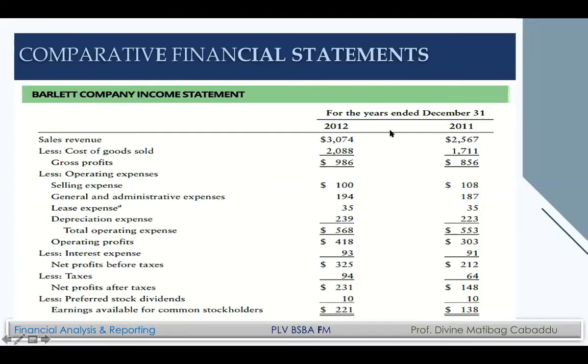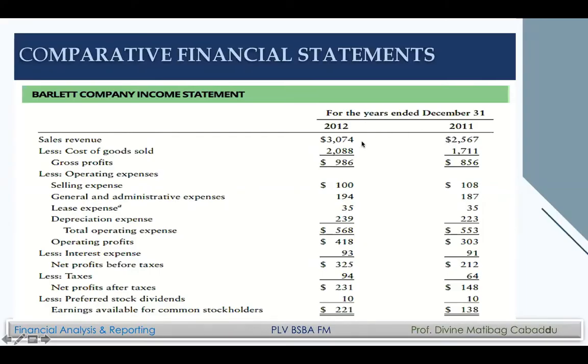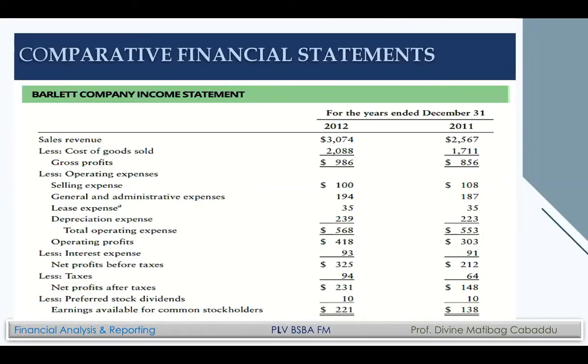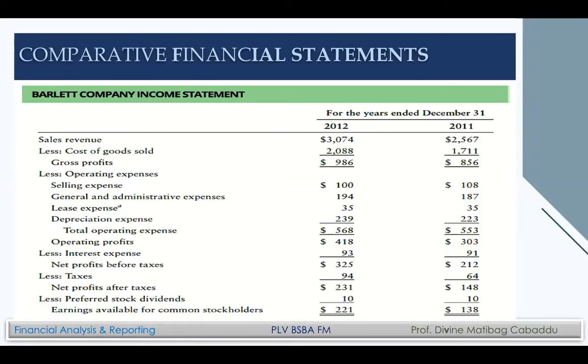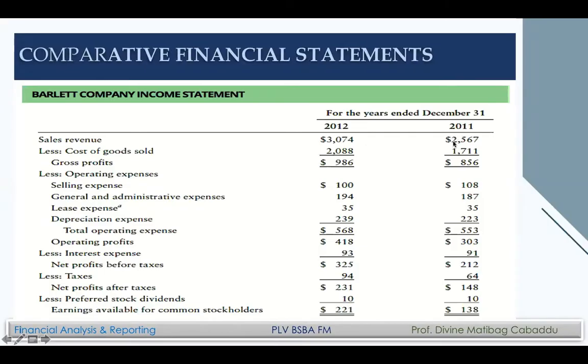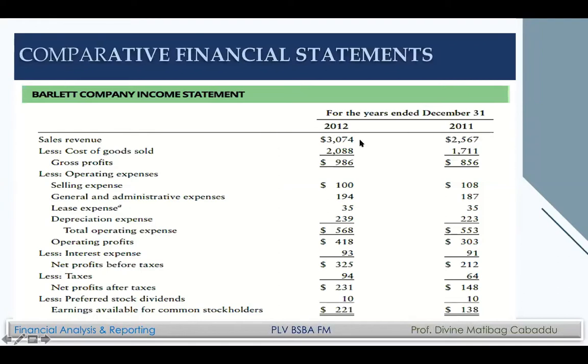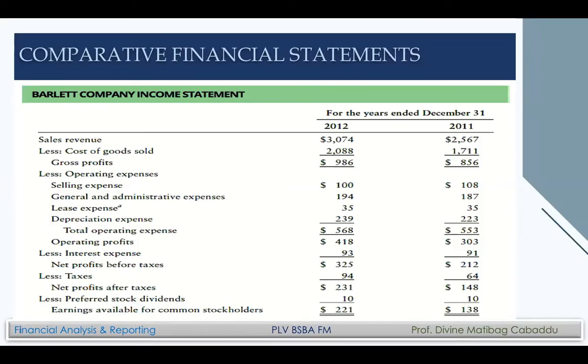For example, you will compare the sales revenue in 2011 versus that of 2012 versus that of 2013, 2014, and 2015. And you would like to know if nag-i-increase ba yung sales revenue? Okay, ilang percentage ang growth ng sales revenue over time? Okay, so 2011, for instance, the sales revenue is $2,567,000. If you compare that with 2012, what did you notice? Nag-increase yung sales revenue to $3,074. Okay, is that good? Well, generally, that's good.